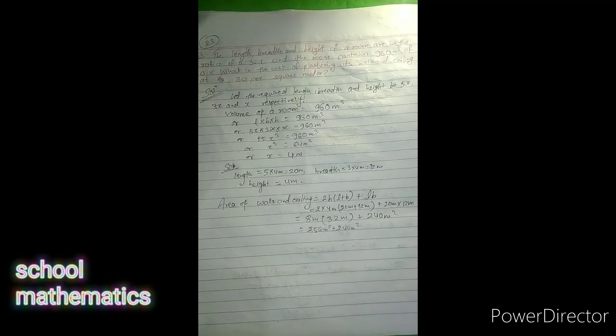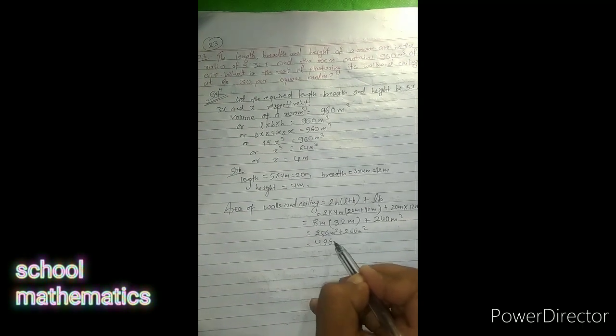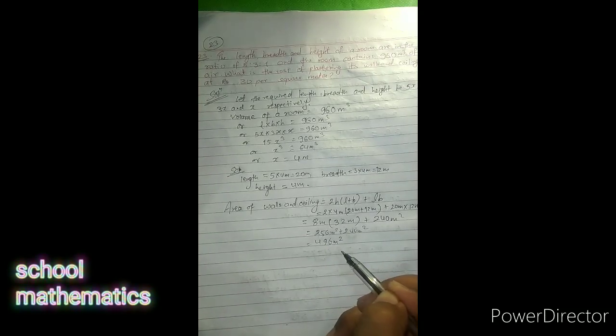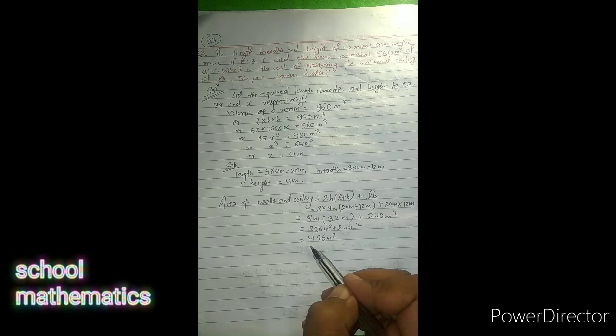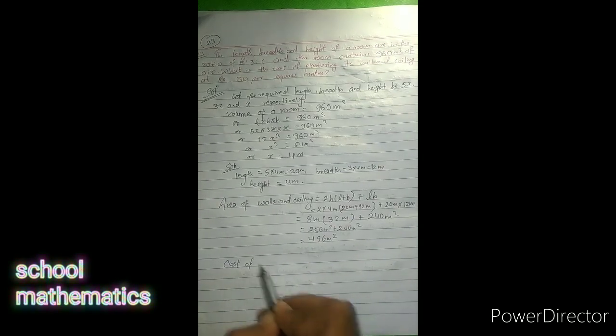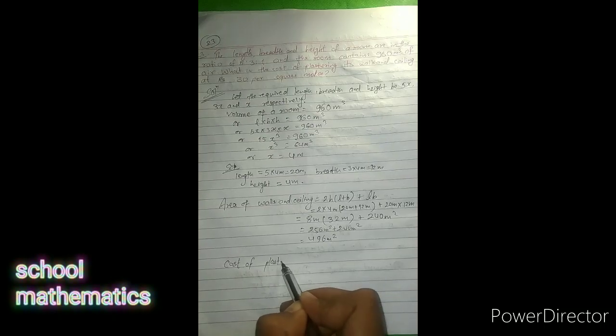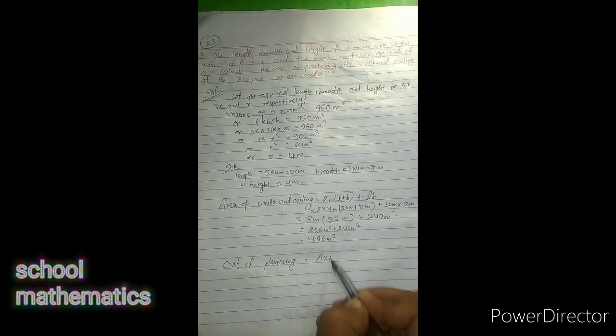32 × 8 = 256 m² + 240 m². 496 m² is the area of walls and ceiling. Now, after getting the area of walls and ceiling, we have to find the cost of plastering, which is equal to area into rate.